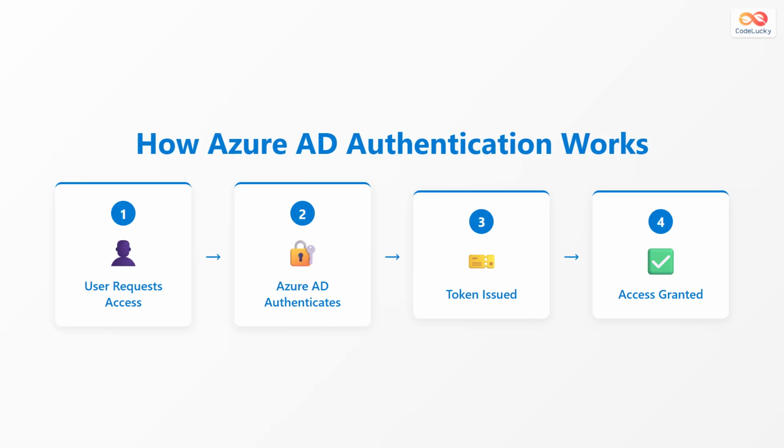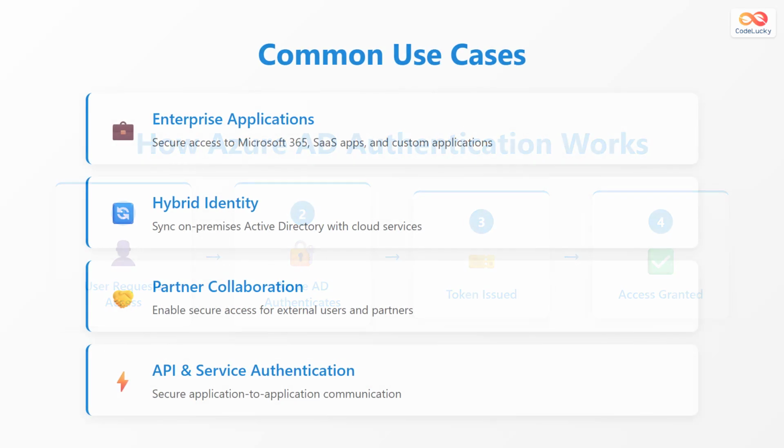This token contains information about the user and their permissions. Fourth, the user presents this token to access the requested application or resource, and access is granted based on their authorization level. This entire process happens quickly and securely, often in just seconds, providing seamless access while maintaining strong security controls.